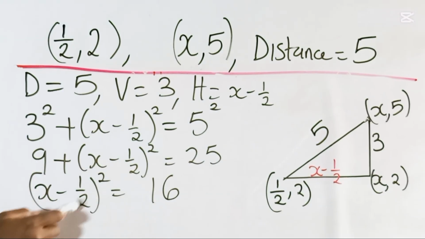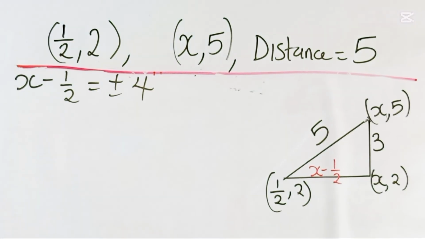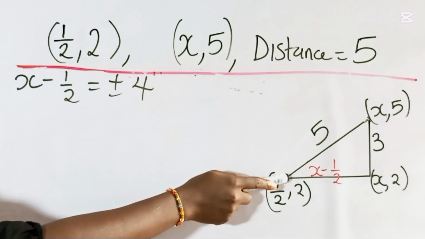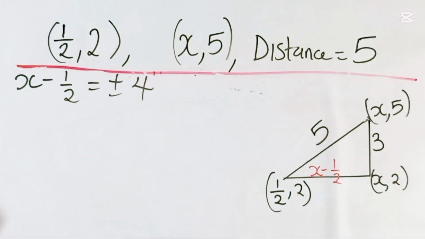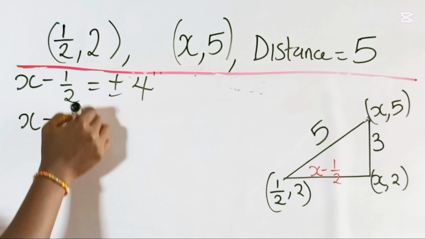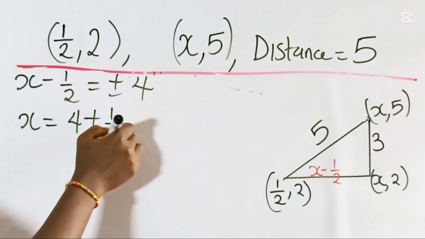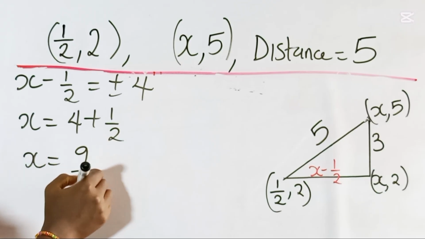We find the square root of both sides to eliminate this square. And the number multiplied by itself to give us 16 is 4. So this is going to give us x minus 1 over 2 is equal to plus or minus 4. Recall that we mentioned that we can either choose to go further left or move towards the right. So we move towards the right. If we decide to move towards the right, x is equal to 4 plus 1 over 2. We simplify to have x equals 9 over 2.